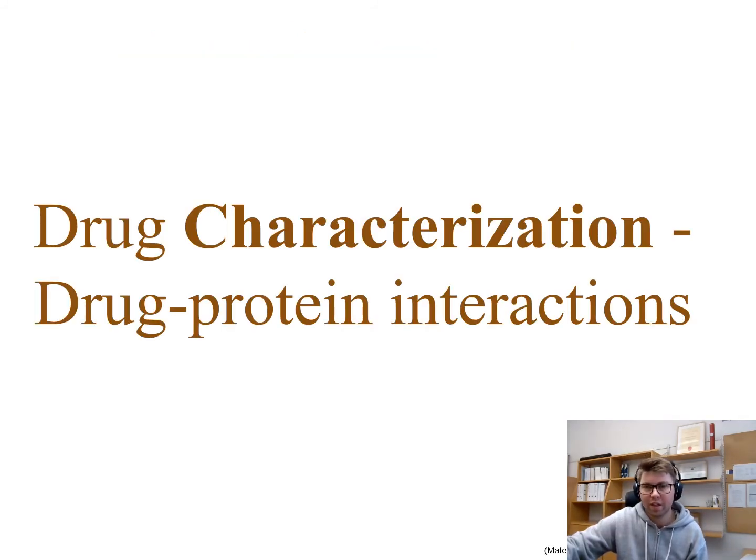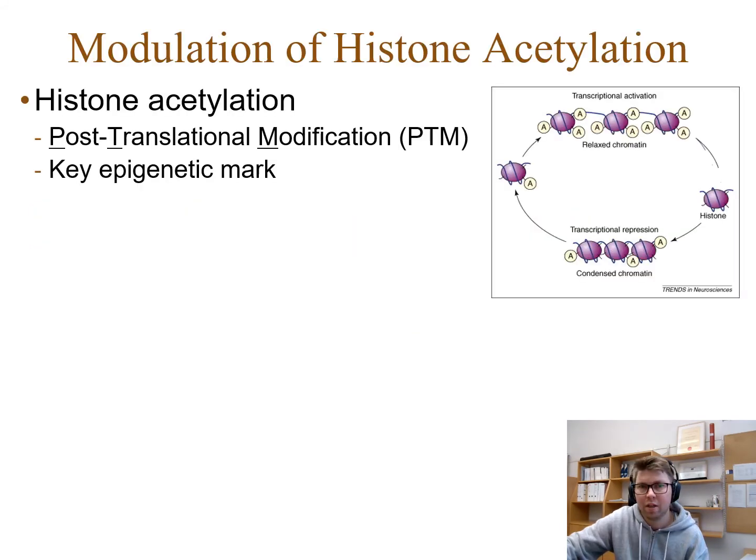So this second example concerns mass spectrometry-based drug characterization, specifically focusing on assessing drug-protein interaction. And this second example concerns modulation of histone acetylation. And acetylation is a post-translational modification, and these acetylations on histone proteins specifically are key epigenetic marks.